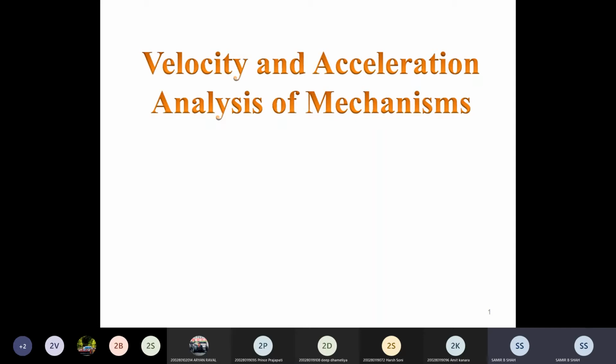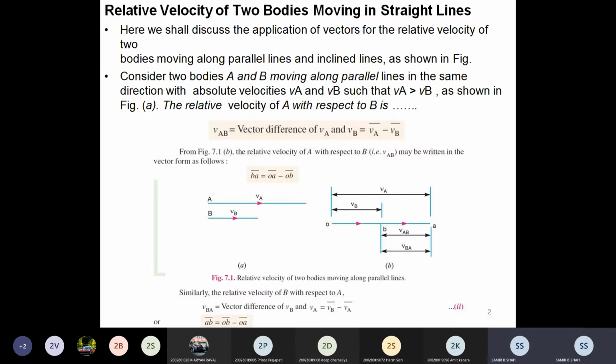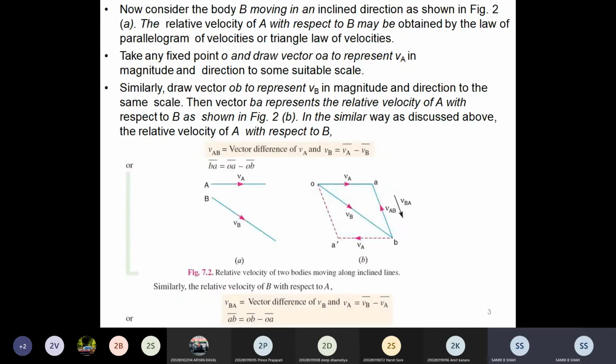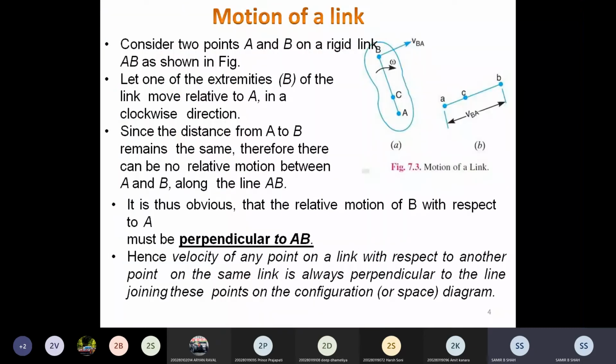Very good morning, and let's start the velocity and acceleration analysis. Currently, we will start with the velocity analysis, and after the end of that, we will discuss the acceleration. In the previous lecture, we discussed what kind of relative velocity there is and how we find the difference of two vectors: if two vectors are given to us, then we know the answer may be the difference of those two.